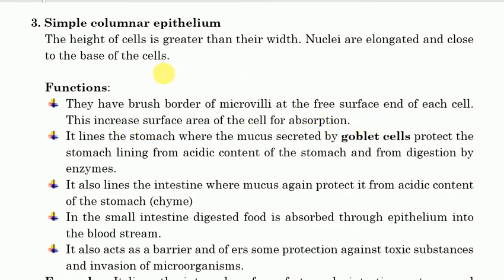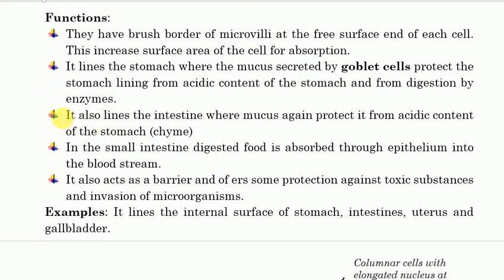So simple columnar epithelium is involved in absorption, and more especially this is in the small intestine, as we will see. Secondly, they line the stomach, where the mucus secreted by the goblet cells protects the stomach lining from the acidic content of the stomach and from digestion by enzymes. Here the simple columnar epithelium has modified mucus secreting cells called goblet cells. Thirdly, it also lines the intestine, where the mucus again protects it from the acidic content called chyme. So in the intestine, besides providing absorption, it also protects against acidic content.